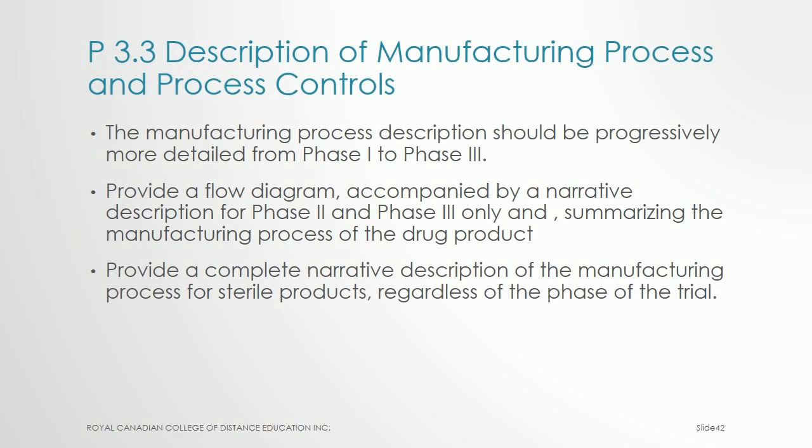The manufacturing process description should be progressively more detailed from Phase 1 to Phase 3. Provide a flow diagram, accompanied by a narrative description for Phase 2 and Phase 3 only, summarizing the manufacturing process of the drug product. Provide a complete narrative description of the manufacturing process for sterile products, regardless of the phase of the trial.